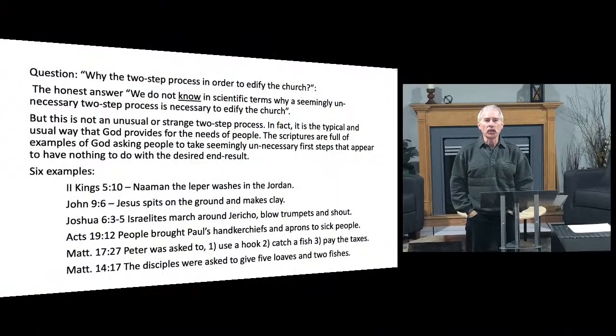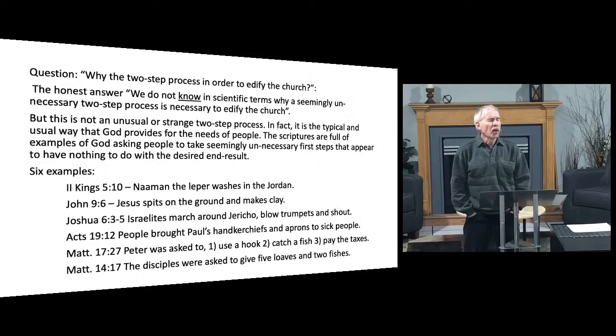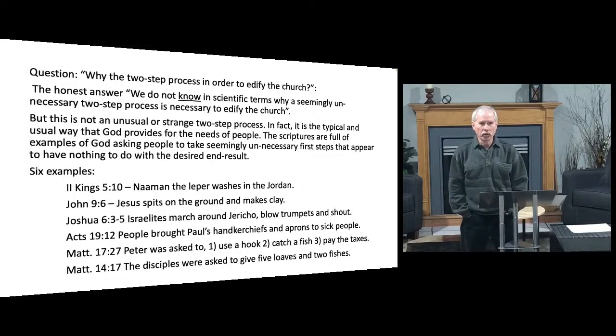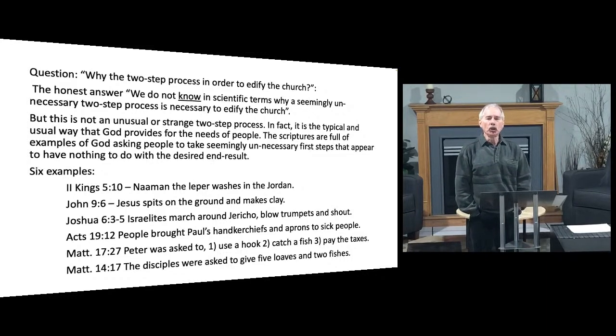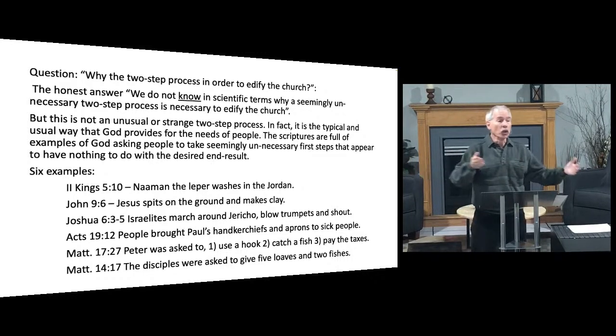Joshua. Israelites marched around Jericho, blowing trumpets and shouting. What does that have to do with knocking down walls of stone? Fortified city. Absolutely no connection, no logical, reasonable connection between what they desired, needed to have happen, and the first seemingly unnecessary step that they had to take. If they didn't take the step, the walls would remain. If they took the seemingly unnecessary first step, then the walls would come down. Okay? They had a choice.